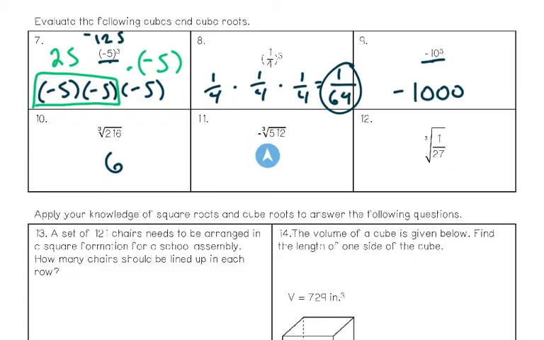So let's look at number 11. It says take the cube root of 512. So I'll look for that little 3. Take the cube root of 512. The cube root of 512 is 8. And then there's a negative on the outside, so it'll be a -8. Then we'll take the cube root of each one of these numbers in the fraction for 1 over 27. The cube root of 1 is 1, and then the cube root of 27 is 3, because 3 times 3 is 9 times 3 is 27. So 1 over 3 would be my final answer.